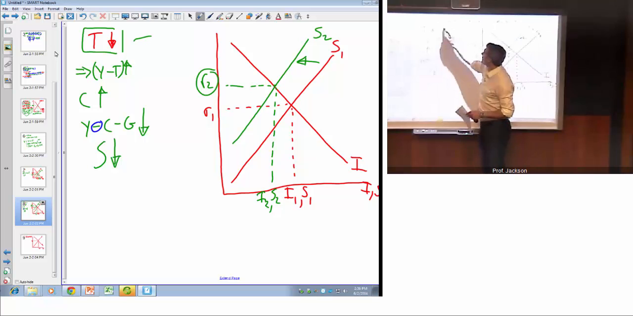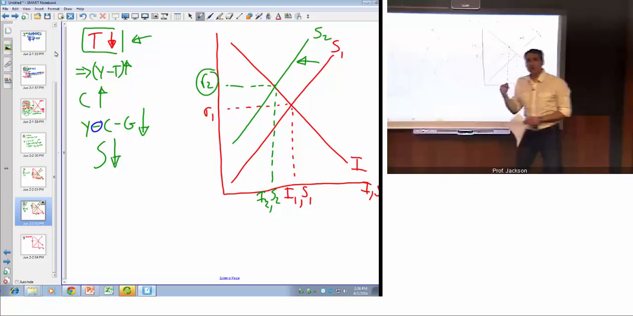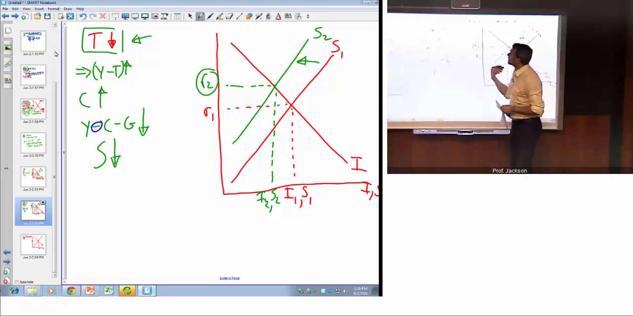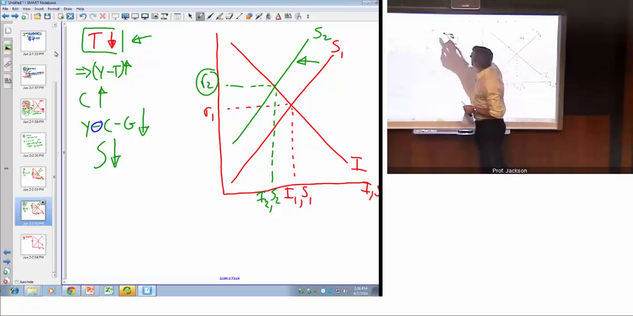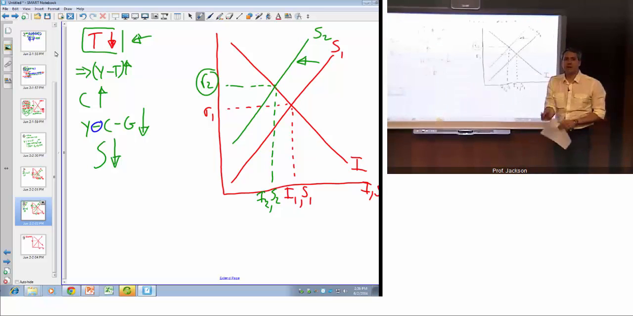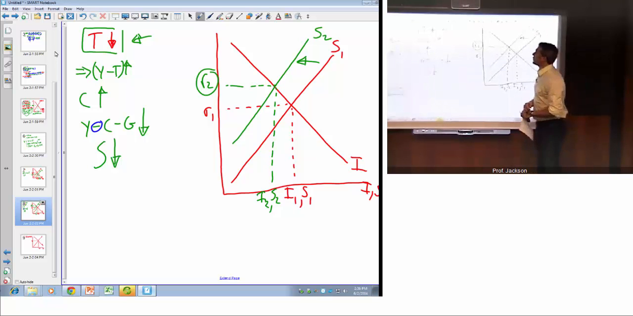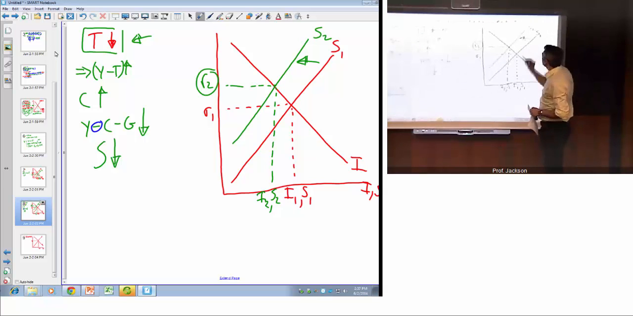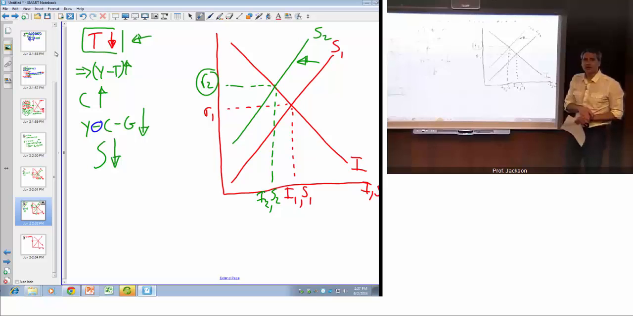Underlying this, what happened? We cut taxes. If we cut taxes holding spending constant, that's going to create deficits. When we cut taxes, that's going to generate more of a deficit, right? So less revenue coming in if we're assuming the same amount of spending. So you're going to have higher deficits being generated. And overall, the effect is to negatively impact national savings, okay?